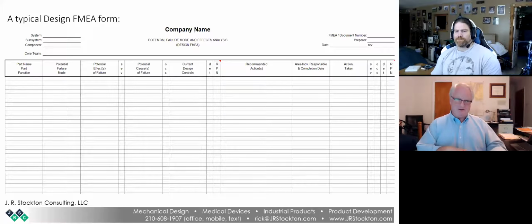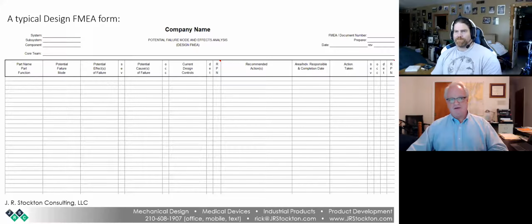And in the case of Mr. Walker, the other thing that you'd want to do, which I did not have to do on the last FMEA job that I did, is say, is this going to be a design FMEA or is this going to be a process FMEA?